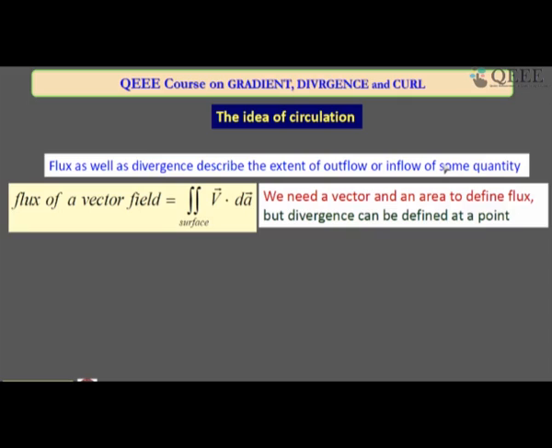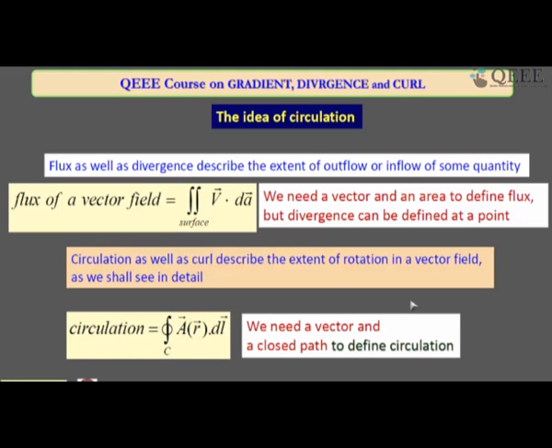Why I am repeating this is, today we do a very similar thing. We start with a scalar quantity and then arrive at a vector quantity, a function which can describe the situation better. Let us proceed. We start with the concept of circulation. Circulation and curl are related. They basically describe the extent to which some sense of rotation exists in a vector field. Let us start with the concept of circulation.